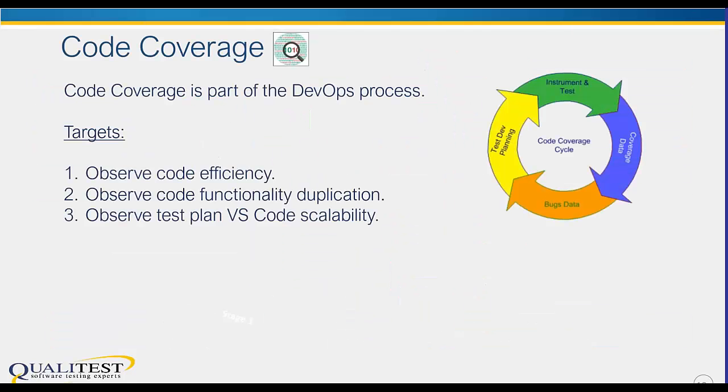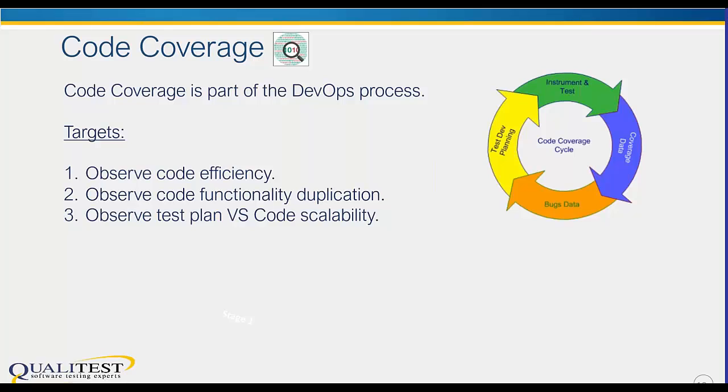We talk about code coverage. Code coverage is really, really important to observe the efficiency of the code. By observing code functionality duplication, we need to see if the same duplicate functions are doing the same things, and we need to reduce them. And the third thing that's really important is to observe how much of the test plan we use versus the code, how many tests we executed, and how much they covered by touching the functionality.